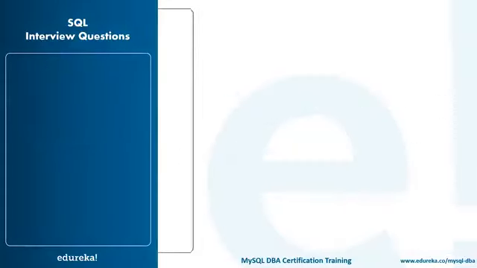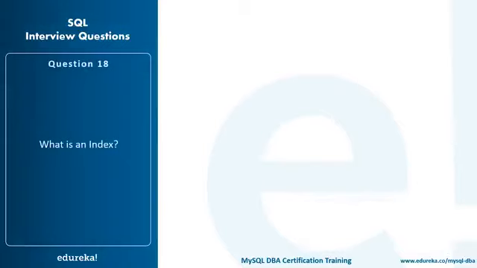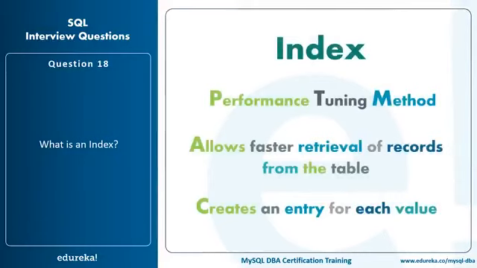Now moving forward to our next question, that is, what is an index? In the previous questions, I talked about the non-clustered index and the clustered index, right? But what exactly is an index? An index basically refers to a performance tuning method of allowing faster retrieval of records from the table. As I mentioned before in the clustered and non-clustered indexes question, both of the indexes are used for easy retrieval of data, right? So that's what an index does. This is basically a performance tuning method to allow faster retrieval of data from the table.